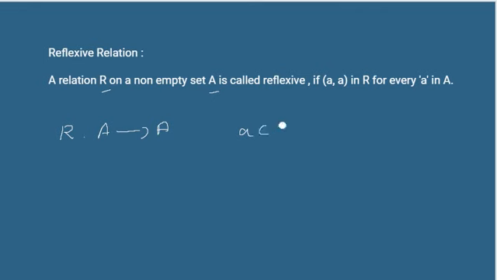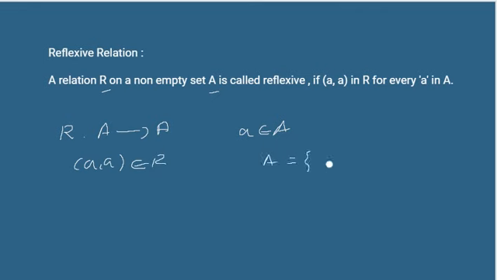for every element of A, let small a be an element of capital A, like this, a general element, the ordered pair (a, a) must be in R. Let us take an example.